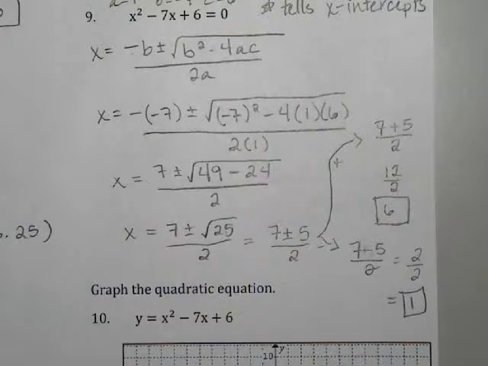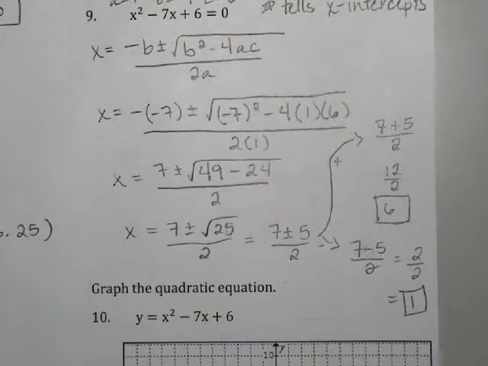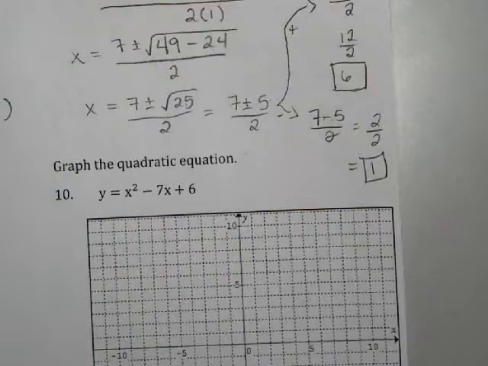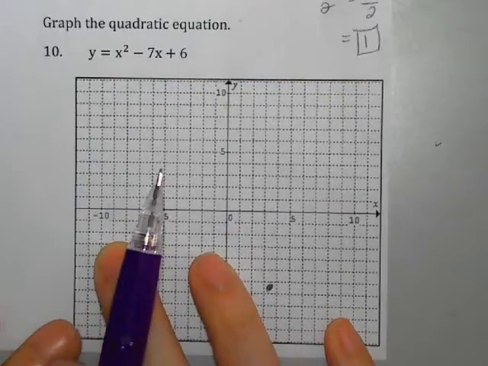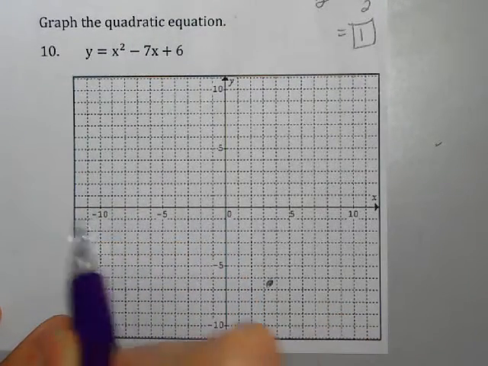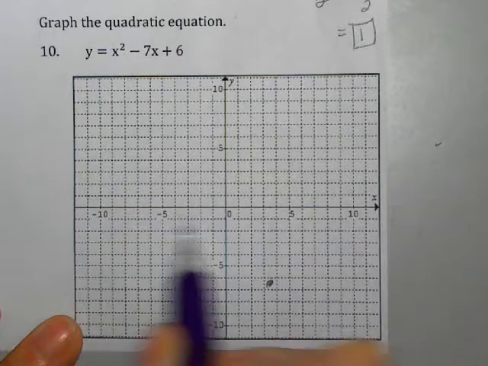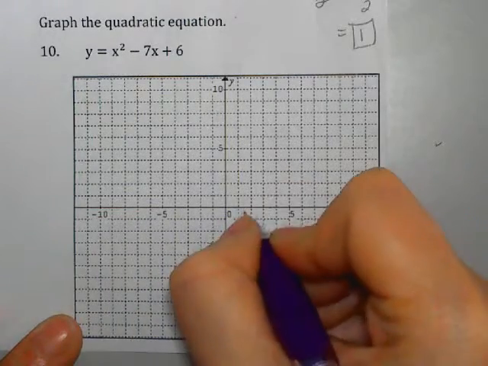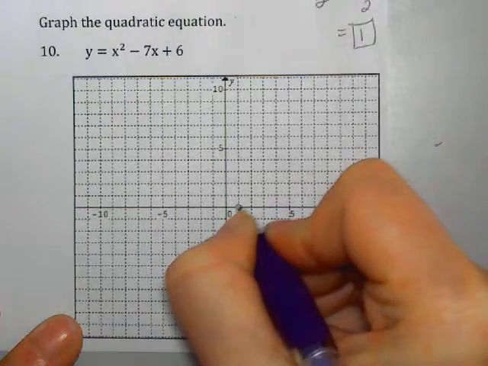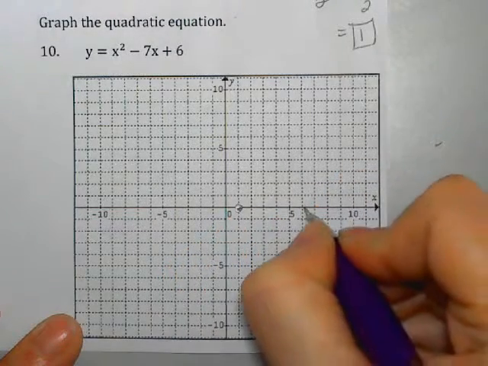I'm going to pause before we graph that. So, I just found the x-intercepts. If I look at my graph, this right here is my x-axis. That's where I'm going to plot my x-intercepts. So my x-intercepts were at 1, 0, and 6, 0.